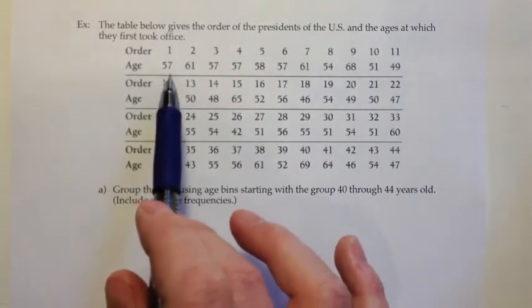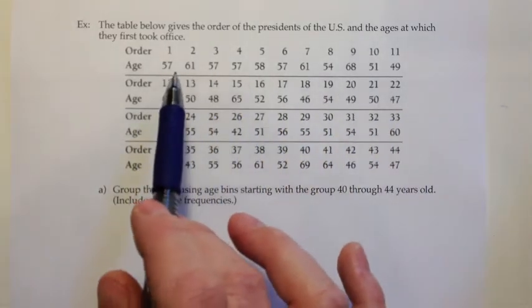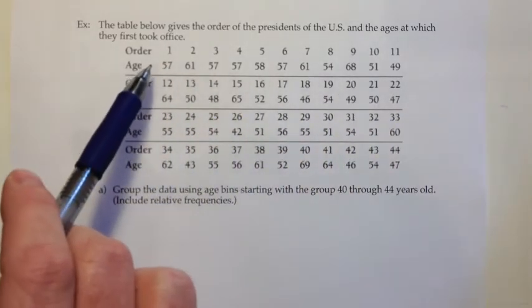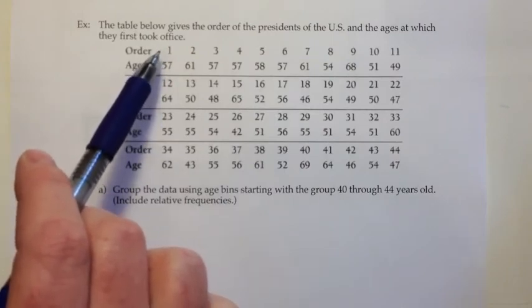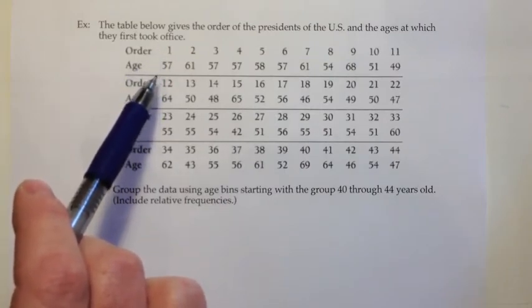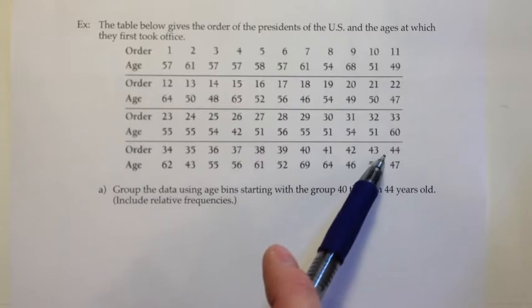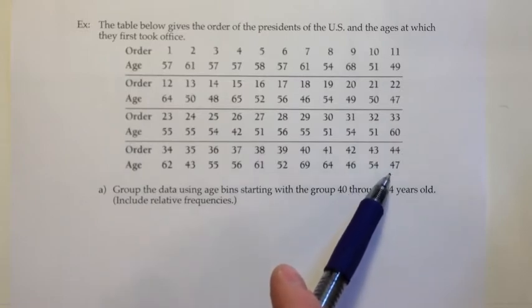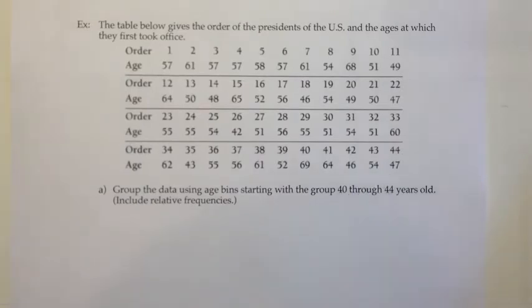And then for each of those presidents, they list the age. So when they were elected. So apparently, according to this, George Washington, our first president, when he was elected, was 57 years old, and Barack Obama, our 44th president, when he was elected, was 47 years old. And they want us to take this data, and they want us to group the data using age bins, starting with the group 40 through 44 years old, and they want us to include relative frequencies.